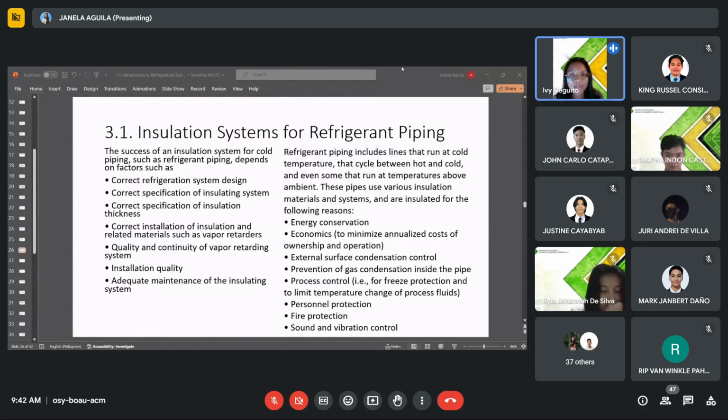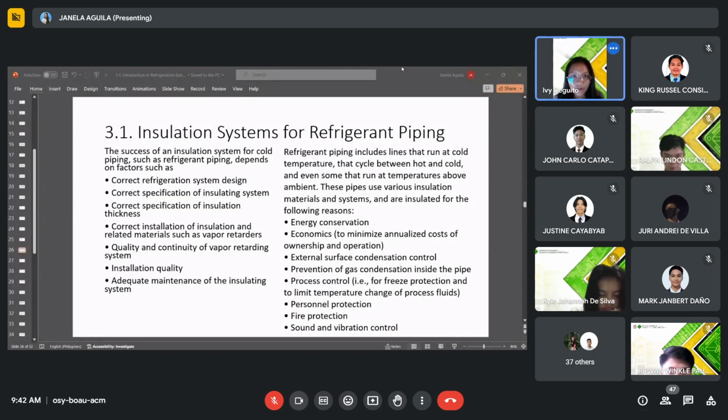Next naman is correct specification of insulation system, correct specification of insulation thickness. So, dapat dito naman, yung type and thickness ng insulation materials natin ay pinipili natin ng mabuti and based din sa iba't ibang factors. So, una na nga is yung operating temperature ng refrigerant, tapos yung ambient temperature and desired energy efficiency. So, nakabase sa mga ganong factors yung pagpili natin ng type and thickness ng insulation materials.